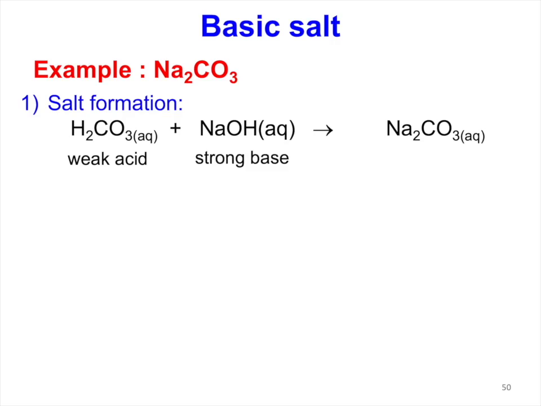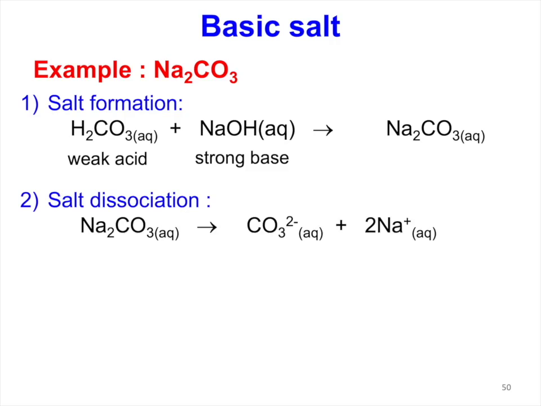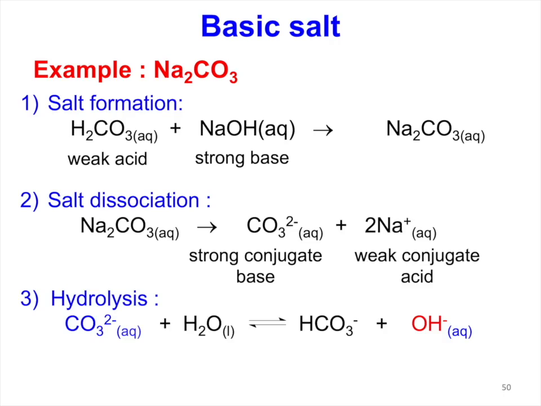And then this salt will undergo dissociation to form CO3 2- plus Na+. So in order to balance the equation, there are 2 moles of Na+. CO3 2- here is a strong conjugate base because it comes from the weak acid H2CO3. Na+ here is a weak conjugate acid because it comes from the strong base NaOH.